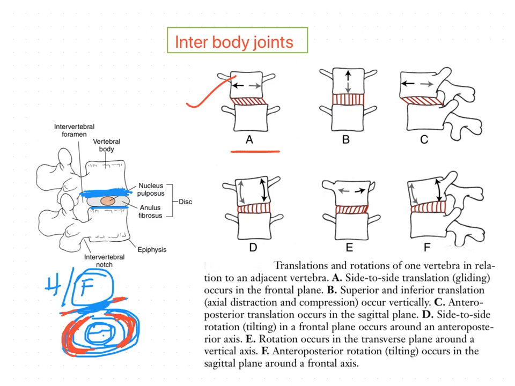So one is sliding, another one is distraction and compression, and another type is the rotation. So these are the different types of available movements in between the interbody joints. Now, the sliding movements can occur in the following directions, that is anterior to posterior.